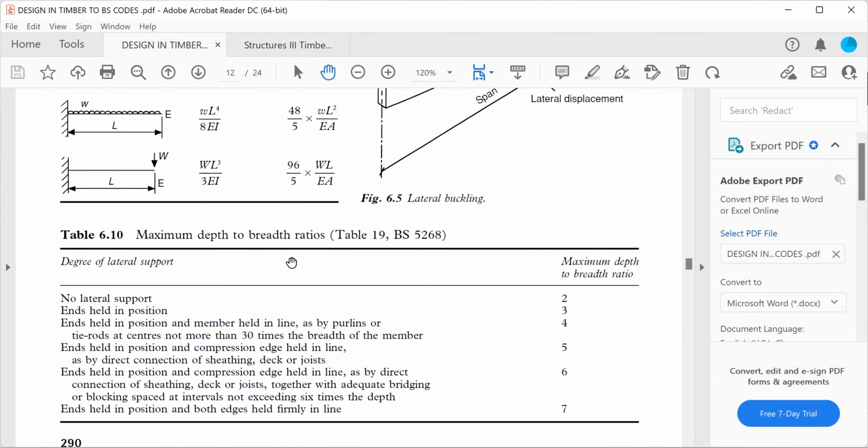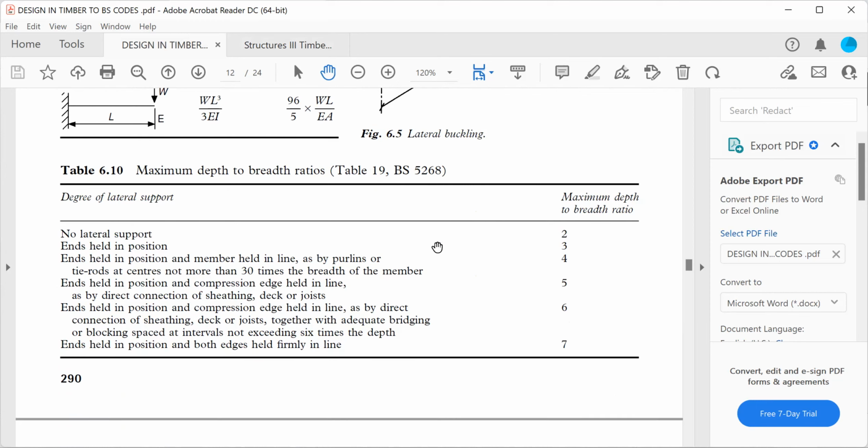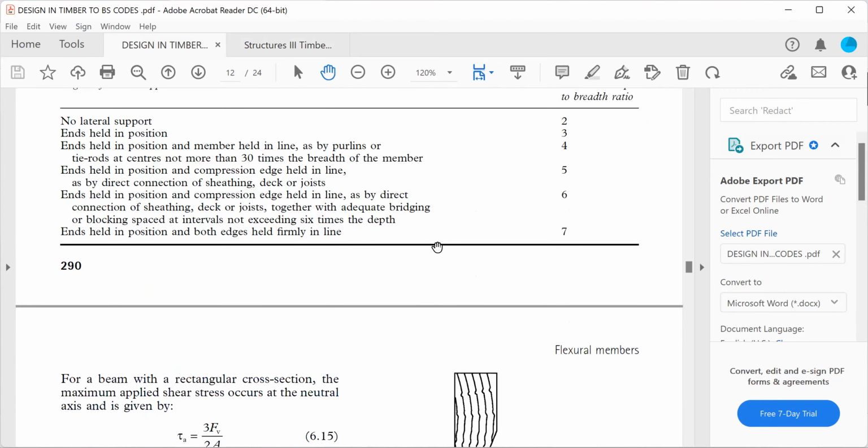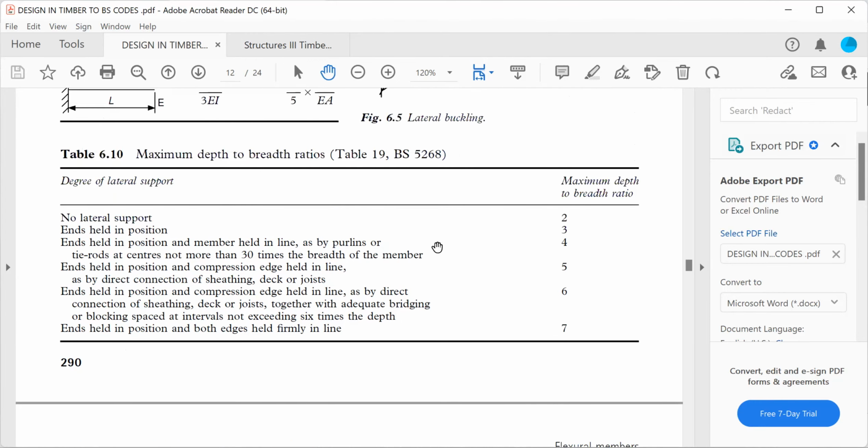So this is the table I'm talking about. It talks about maximum depth to breadth ratio. Now, if you want to see it well, you can go to table 19 of BS 5268, the code that is guiding us in our design. So this is the table about lateral buckling.